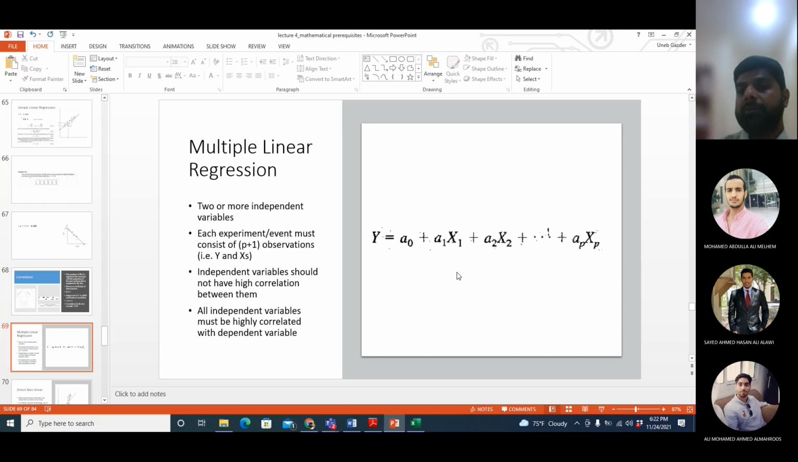More than one independent variable. In all the experiments, you must have observed the dependent and all the independent variables. Independent variables must not be highly correlated with each other, and there must be a high correlation between the dependent and each of the independent variables. So they should not be correlated with one another, but all of them should be correlated with y.